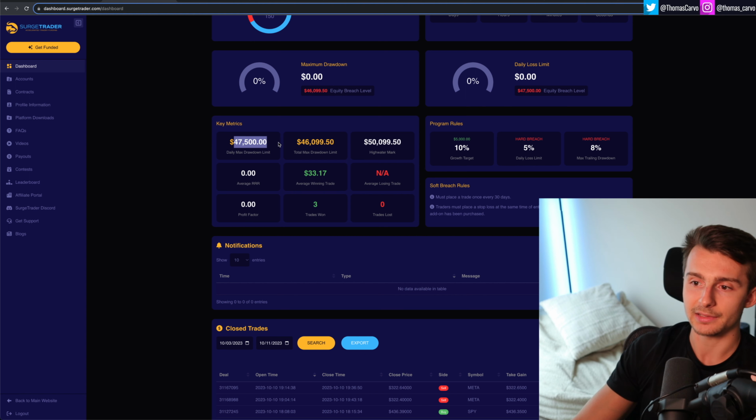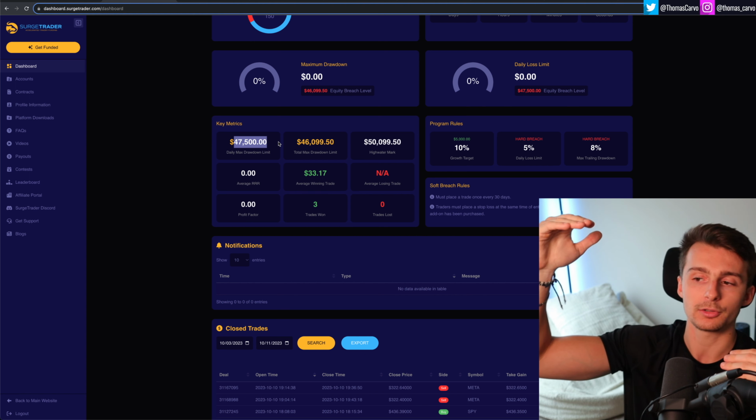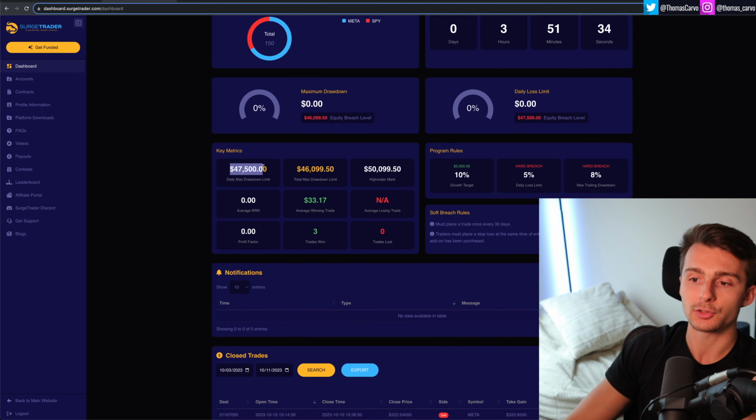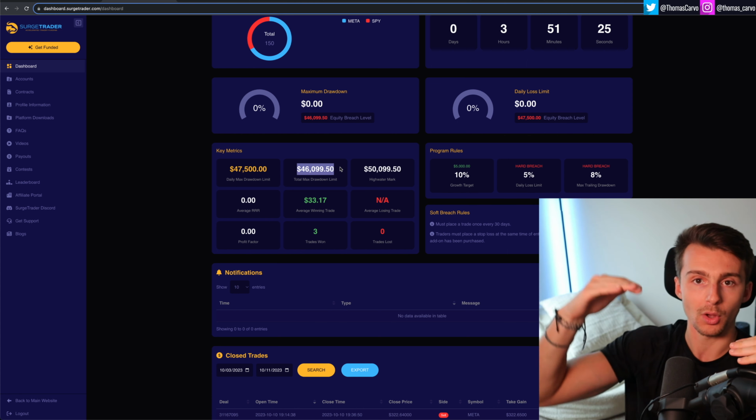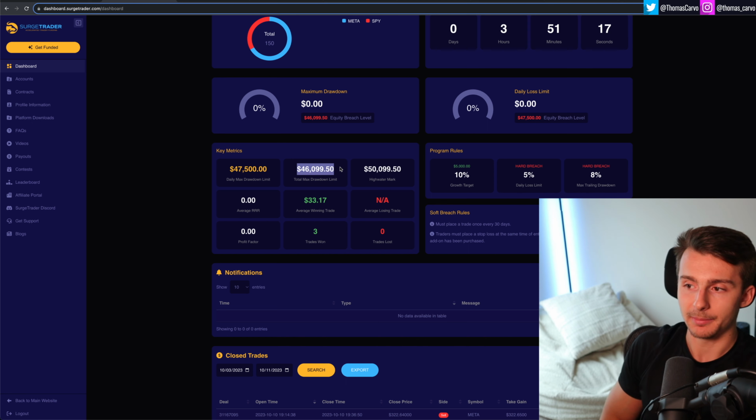This resets technically based on my new balance, as tomorrow I'm going to be up $100. So I can't fall, for today, I could not drop my account below this level, below 47.5. My total max drawdown limit actually continued, and this will go up as time goes on. So I cannot lose, essentially, what is that, 8%? I cannot lose 8% from where I am.